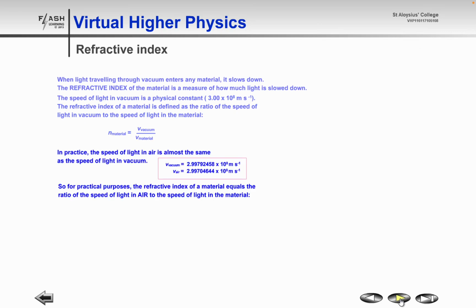Now, the speed of light in air is so close to the speed of light in the vacuum that for practical purposes we just take that as the same, and so we can study this. We don't need to go and get a vacuum to study it. We can look at light passing from air into any material. And so that gives us a definition of refractive index.